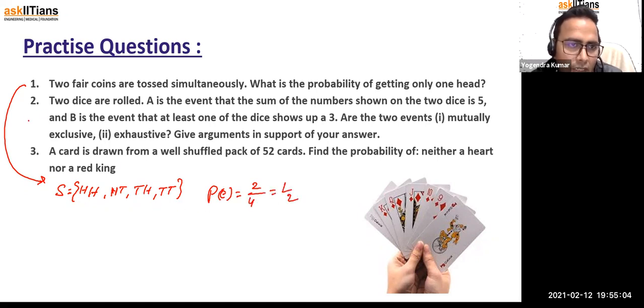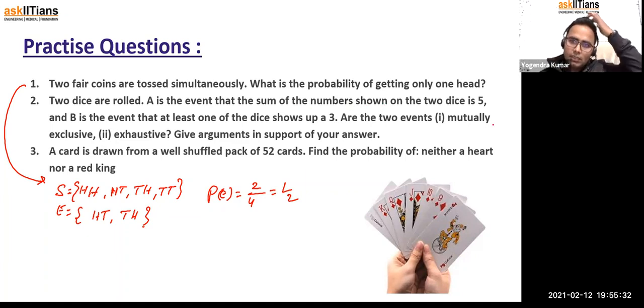If you want, I'll show this. Only one head means what? It should be HT or TH only, right? We want only one head. If it was at least one head, then we will include the HH case also here, but we want this only, right? So I hope you got it. Now 2 dice are rolled. A is the event that sum of the numbers shown on the two dice is 5. So first question is done.